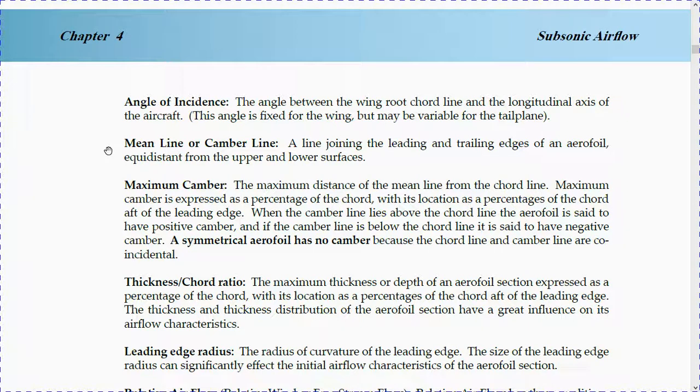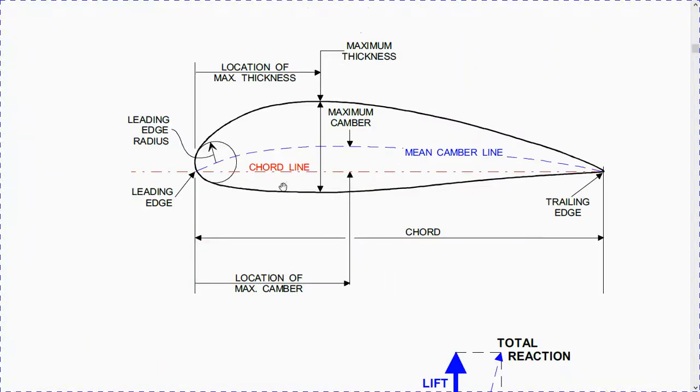Then we have the mean line, or camber line, which is a line joining the leading and trailing edges of an airfoil, equidistant from the upper and lower surfaces. This is the mean camber line, the mean line. So it gives an average.